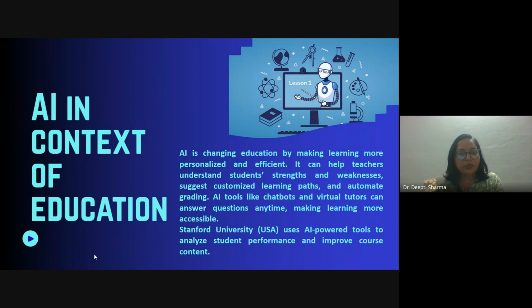AI tools like chatbots and virtual tutors can answer questions at any point of time, making learning more accessible. Stanford University uses an AI-powered tool to analyze students' performance and improve course content. Not only Stanford University, but many universities, like in Finland also, use these AI-powered tools for creating content, for analyzing students' performance, for assessment purposes, for giving mentoring sessions, and even chatbots for resolving the doubts of students.